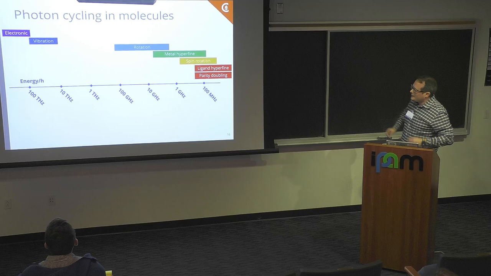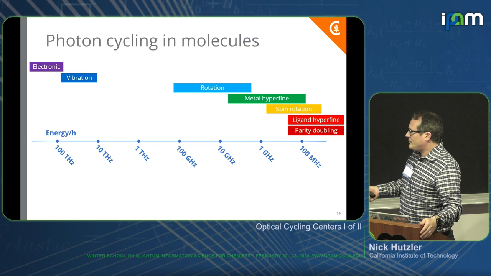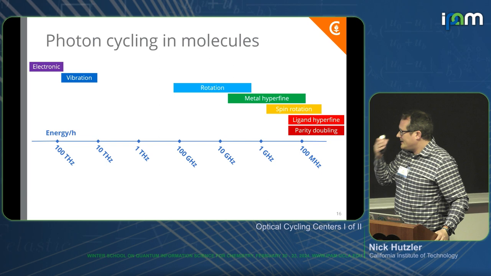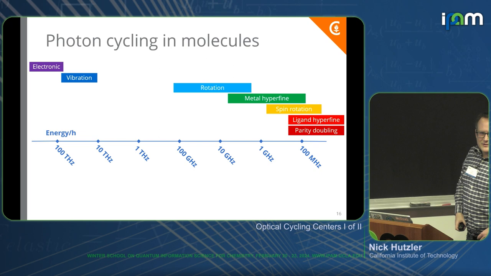So if you look at the different structures that are present in molecules and their energy scales in terms of frequency, which is my favorite unit of energy, on the high end you have electronic, and then vibration, and then rotation. Then you have a bunch of small things which are also very species dependent, like hyperfine and spin rotation and parity doubling and some other things that I will talk about.